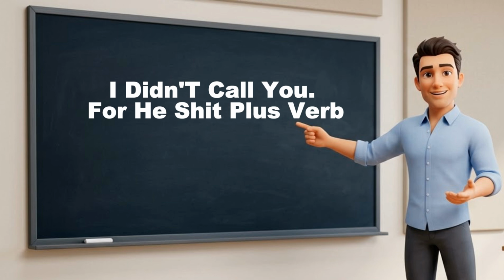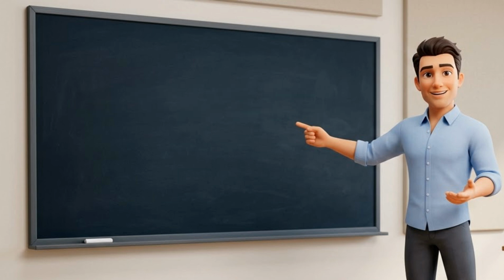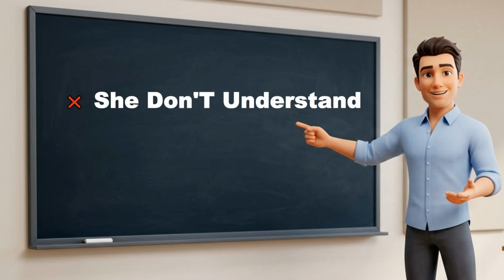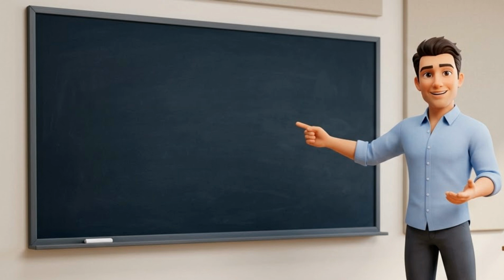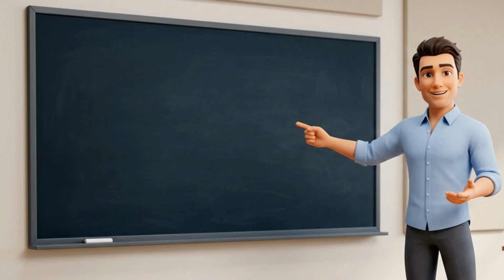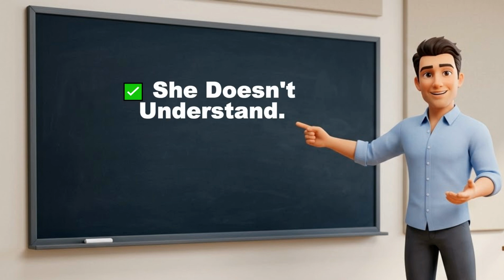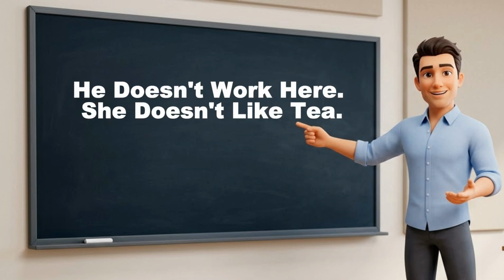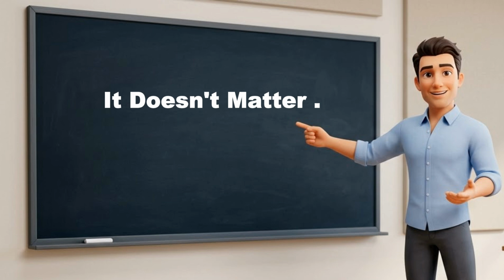4. He, she, it plus verb. Wrong, he don't like coffee. Wrong, she don't understand. Right, he doesn't like coffee. Right, she doesn't understand. Explanation. With he, she, it, use does, doesn't. Practice. He doesn't work here. She doesn't like tea. It doesn't matter.